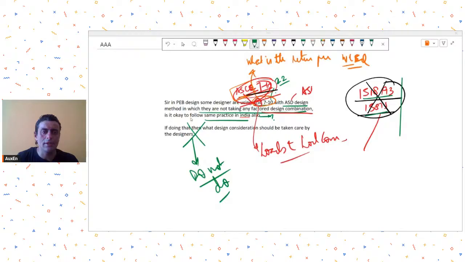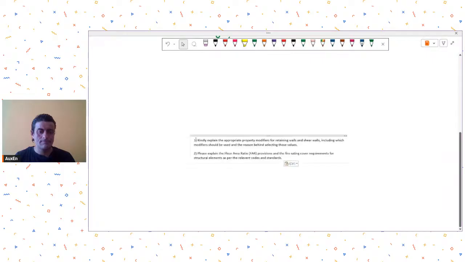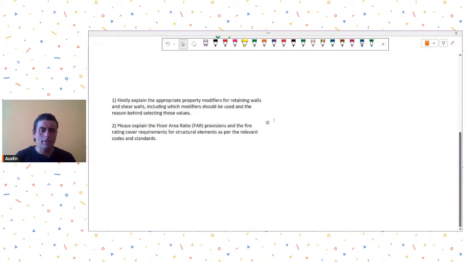Okay. Then next query is from engineer Rohit Dogra. He is from Himachal Pradesh and he is a working professional, and he is asking, kindly explain the appropriate property modifiers for retaining walls and shear walls, including which modifier should be used and the reason behind selecting those values.